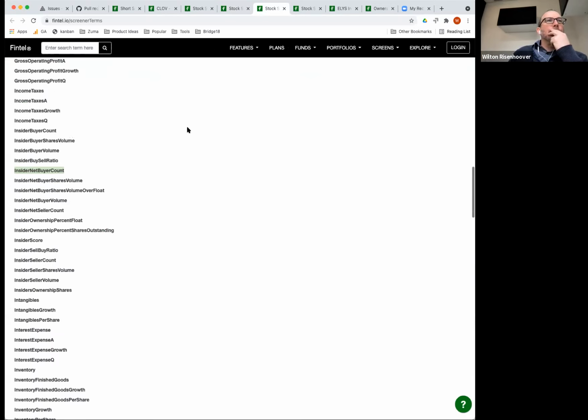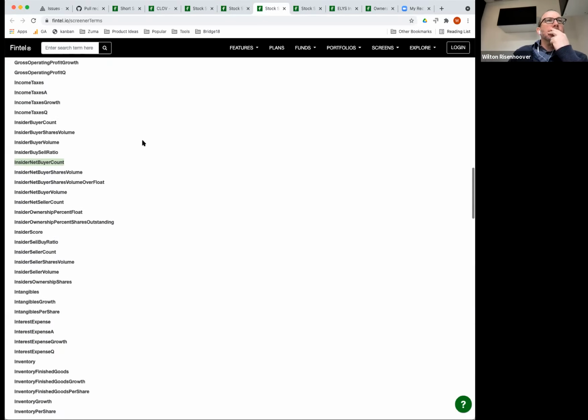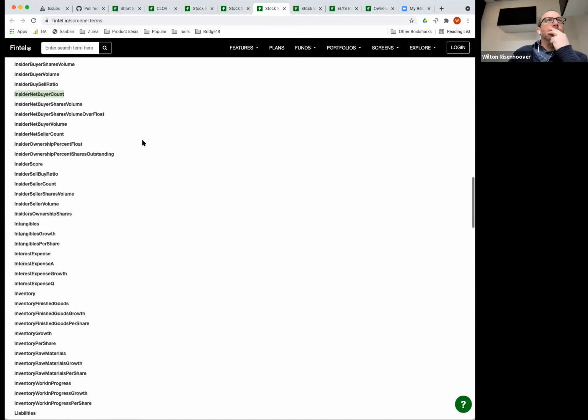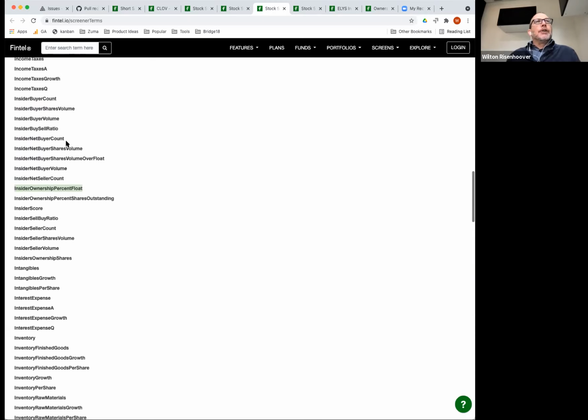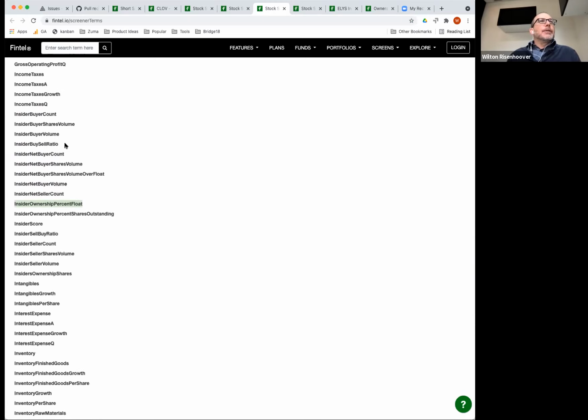You can also do things like insider ownership percent float. We can look at the volume. The net buyer count is probably the best figure for this. We can look at sell buy ratios and things like that. But sometimes there's always the last 90 days.